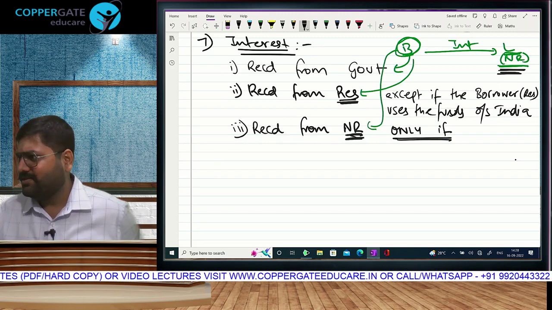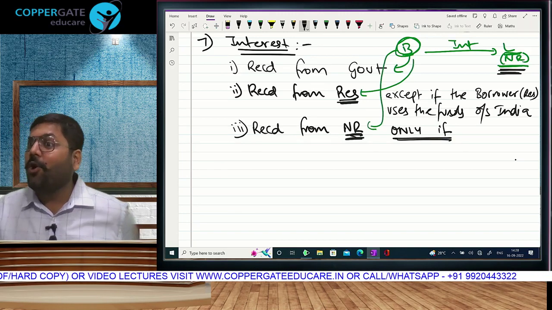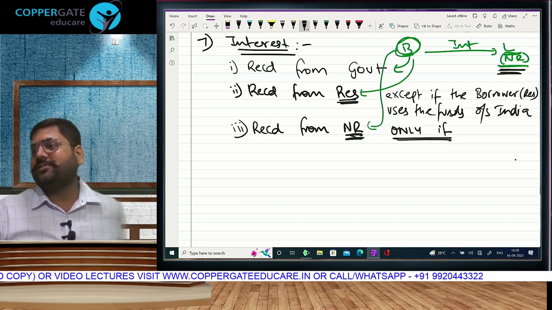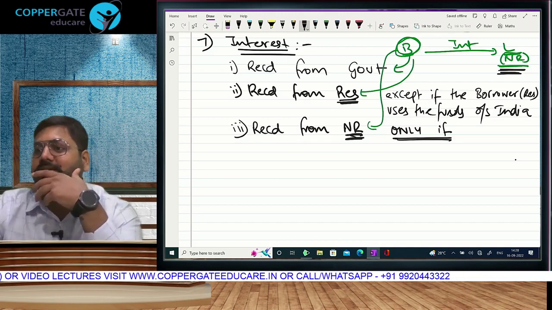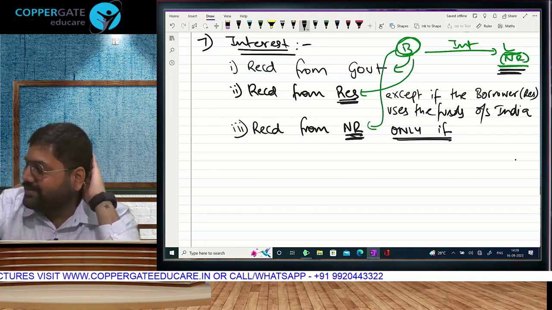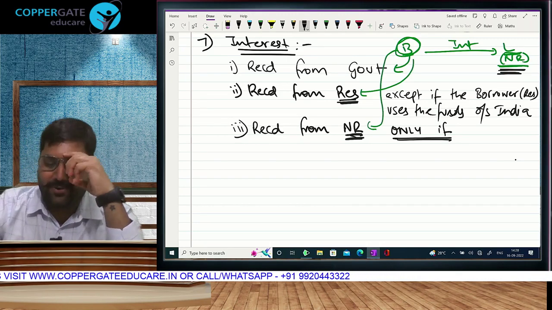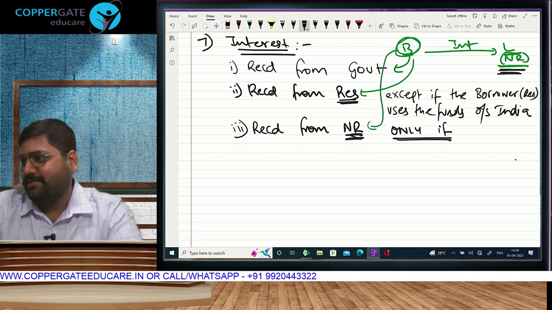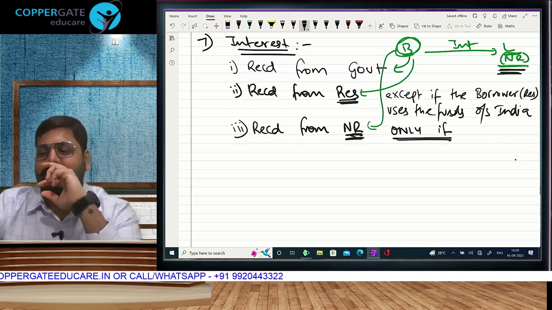It's okay. If one non-resident is paying interest to another non-resident, first of all, where is the question of income being taxed in India? Imagine Barack Obama gave a loan to Hillary Clinton to fight elections against Trump.